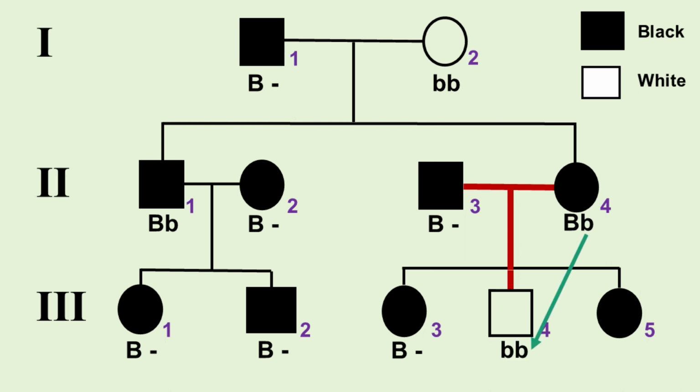Now, III4 is a white pig, so its genotype is small b small b. To receive these two recessive alleles, it must get one small b from each parent. By looking at its parents, the father II3 is B- and the mother is a heterozygote, so we know it received one small b from the mother. So the second small b must have been received from the father.